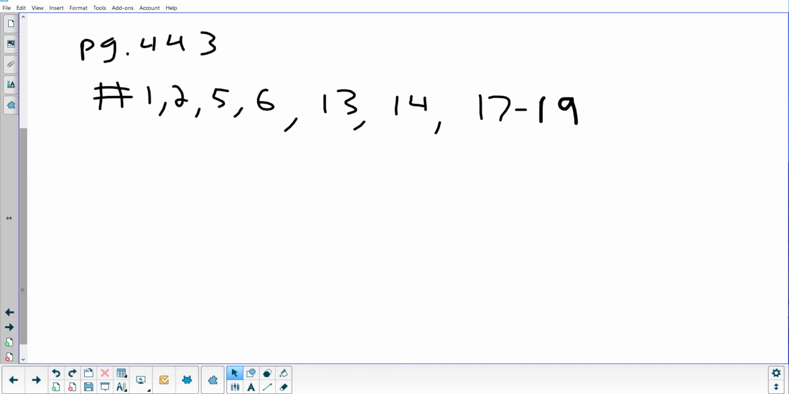All right, so let me double check that. Okay, 1, 2, 5, and 6 are all law of cosine problems. Once you finish those, you're done with law of cosines. 13 and 14 are area of a triangle problems. 17 is area of a triangle. And so is 18. I think 19 is the only word problem. So technically, yeah, you're going to need law of cosines on the word problem.